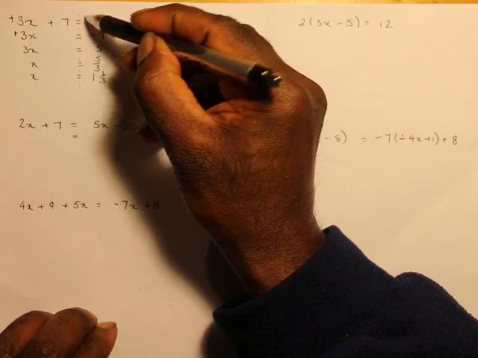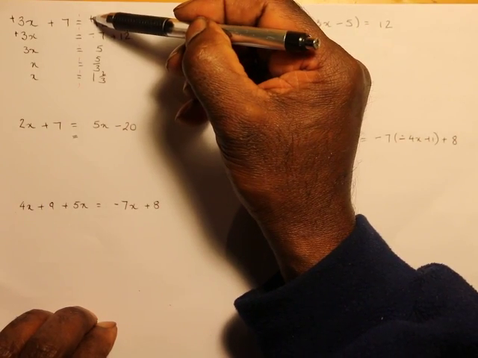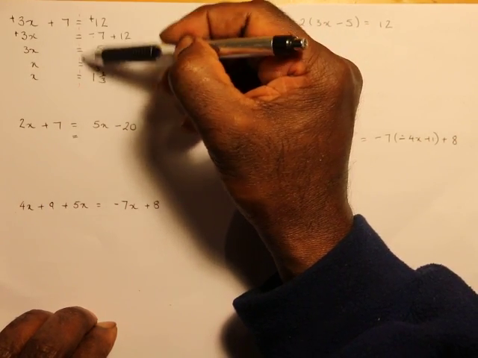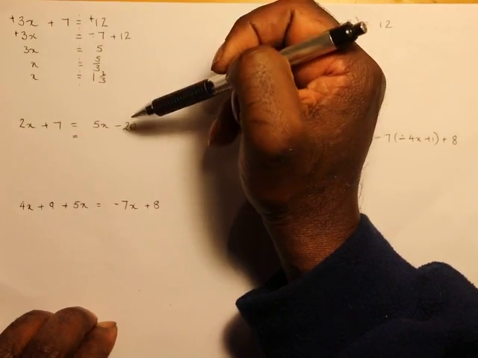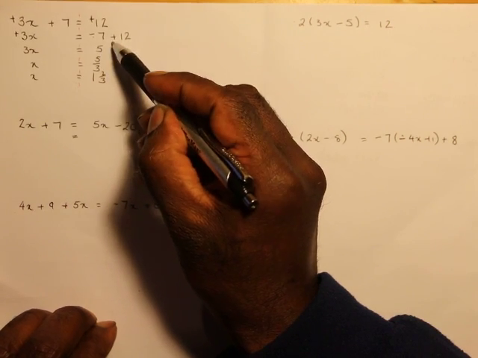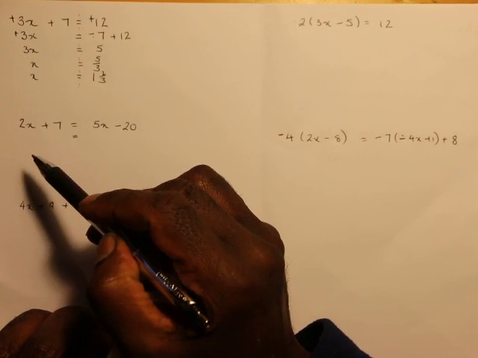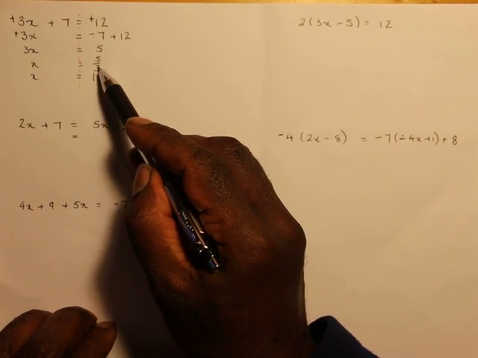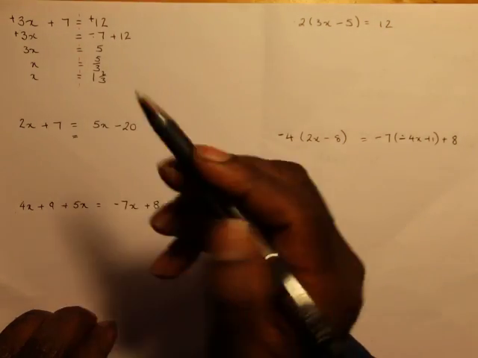So the 7 came across, it crossed the line, the positive went to a negative. The positive 12 stays on the right because it doesn't have an x, so it stays a positive. Simplify that. Negative 7 plus 12 is 5. The last step is divide by the number in front of the x. 5 divided by 3 is the same as 1 2/3.